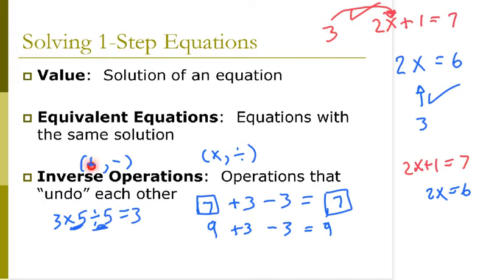So if I have addition and I want to undo it, I have to use subtraction. If I have subtraction and I want to undo that, then I have to use addition. If I have multiplication and I want to undo that, I have to use division. If I have division and I want to undo that, then I have to use multiplication. So this is important to know because this is what we're going to have to do to solve equations.